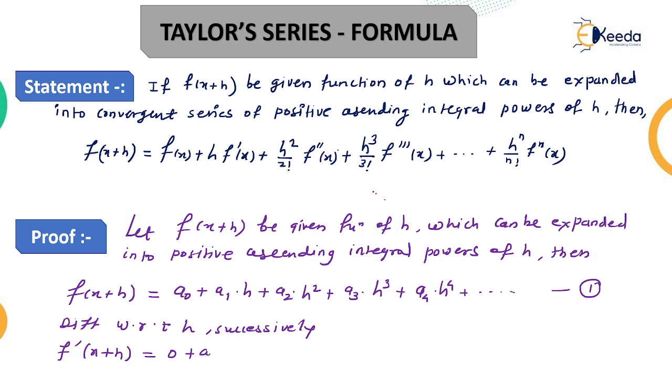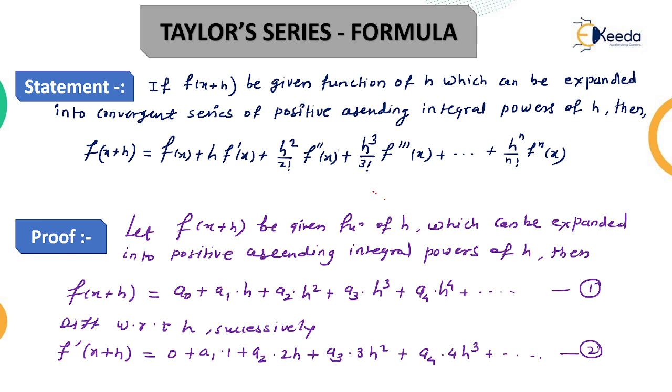The differentiation of h with respect to h is 1, plus a2 into h square, that is a2 into 2h, plus a3 into h cube, differentiation with respect to h is 3h square, plus a4 into h raised to 4, differentiation 4h cube, plus and so on. For consideration, this is called equation number 2.